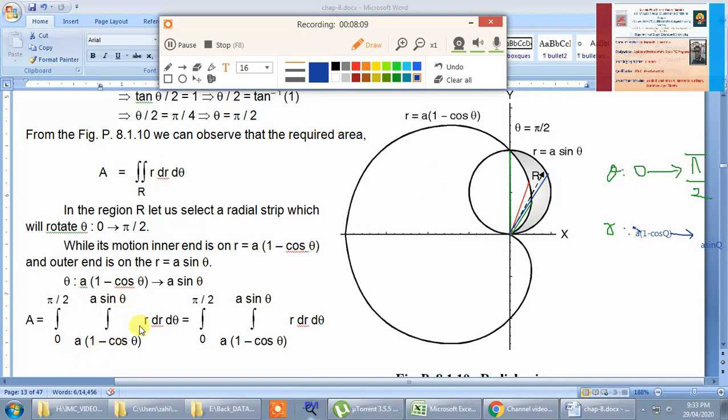Now what is the integrand? The integrand is actually dx dy, and in polar form dx dy is r dr d theta. So r dr d theta is your integrand. The first integration is with respect to r, therefore theta is outside the inner integration, but inside the outer integration. So we get the integration of r dr only, and the integration of r dr is r squared by 2. Put in the upper limit and lower limit, and then we can simplify further.